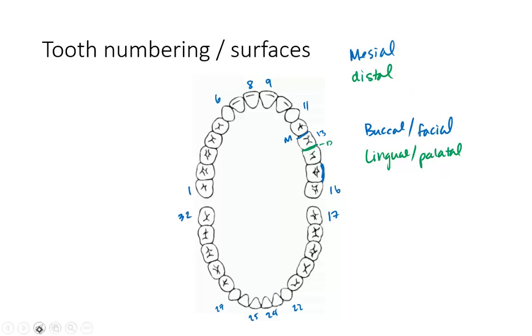And then lingual and palatal. So lingual refers to the surface that's closest to the tongue. And it's for mandibular teeth, whereas palatal is for the palate and it's going to be for maxillary teeth. But essentially the same thing or analogous to each other. And so for number 15, the palatal surface would be right here.